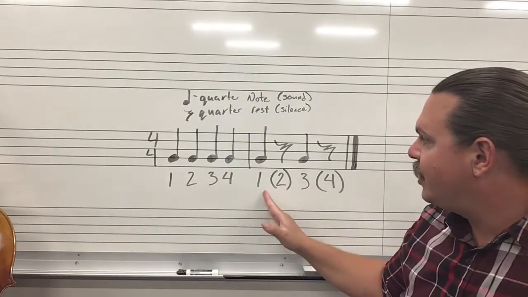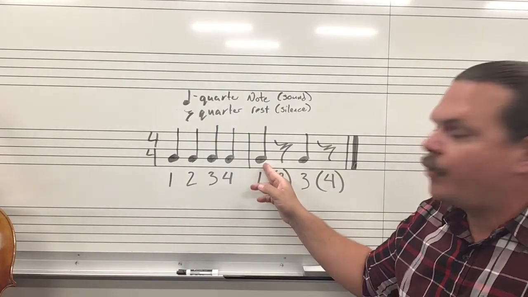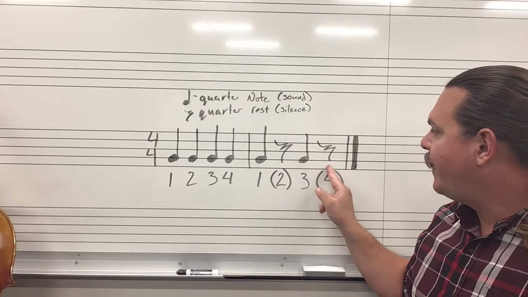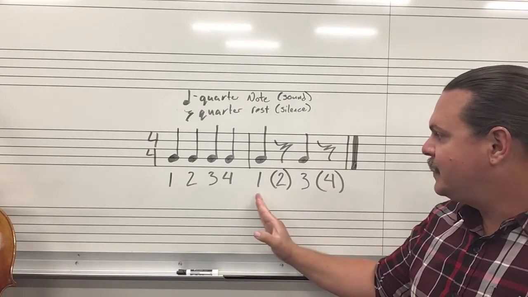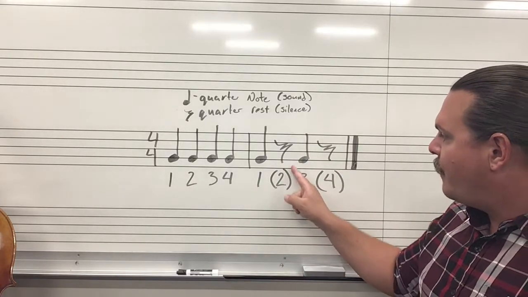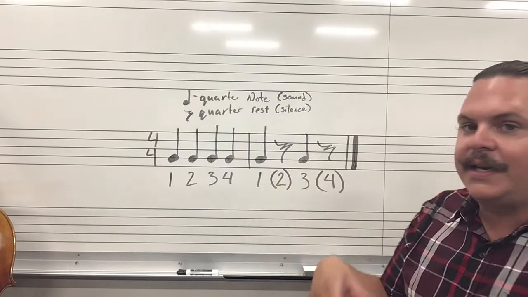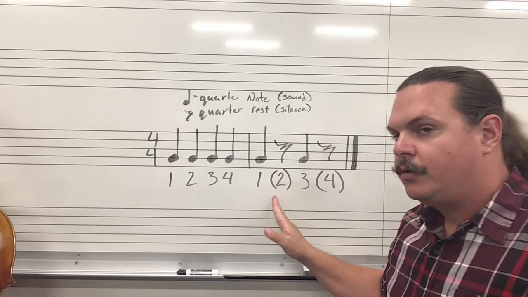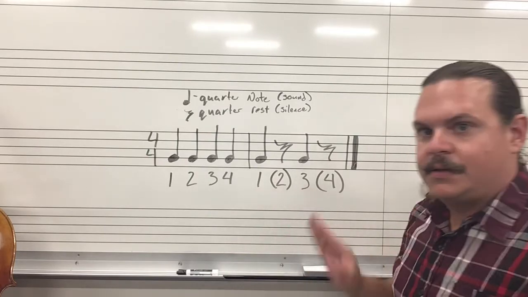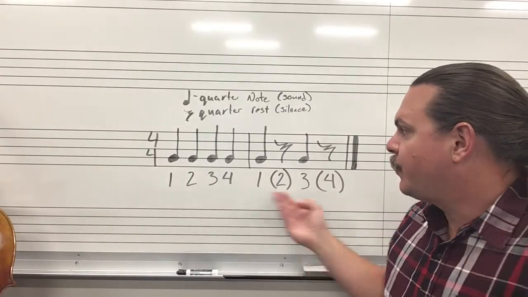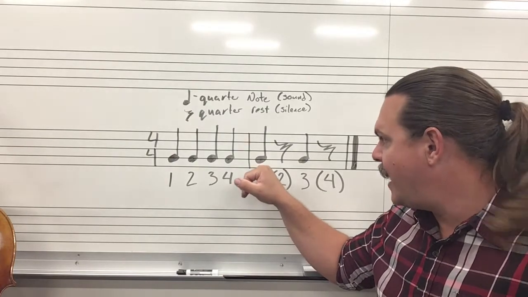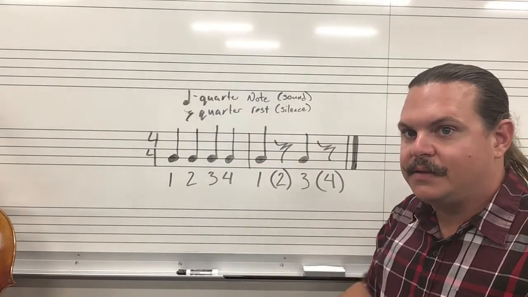In the next measure, you'll notice that we have 1 quarter note, followed by a quarter rest, followed by a quarter note, followed by a quarter rest. We would still count those as 4, but we parenthesize the rest to indicate that it's going to be a beat of silence. So this is 1 rest, 3 rest. And that's how this rhythm works itself out. These are beats of sound, and these are beats of silence.